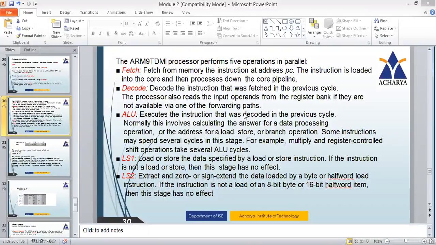Now these are commonly used phases. The next 2 phases are LS1 and LS2. What is LS1? Usually this stage is used by load and store instructions. If the instruction is not a load or store, then the stage has no effect. LS2, again used by load and store instructions, is useful if you perform any sign extension. So LS1 and LS2 are basically used along with load and store instructions.